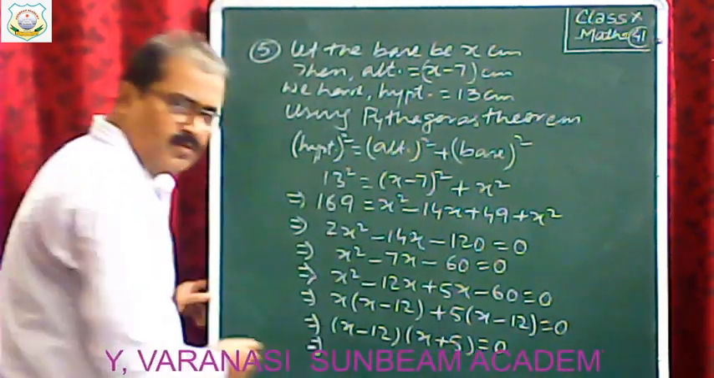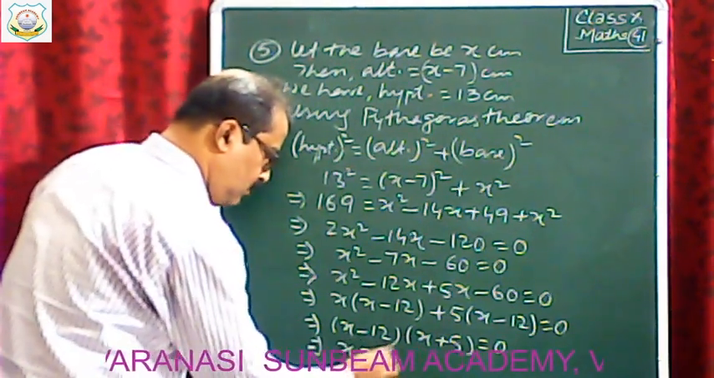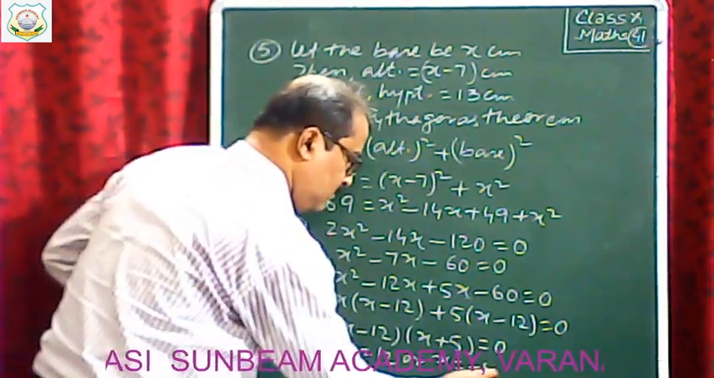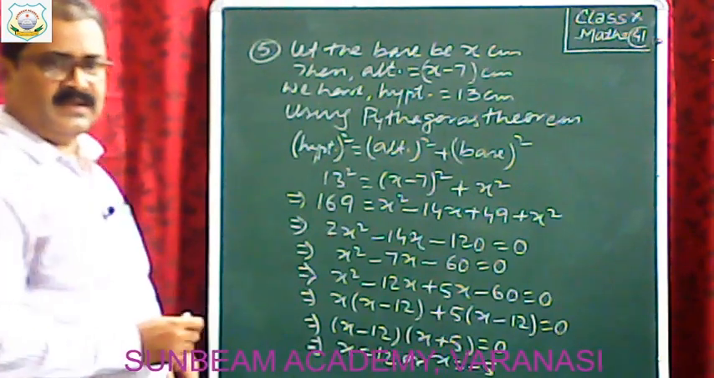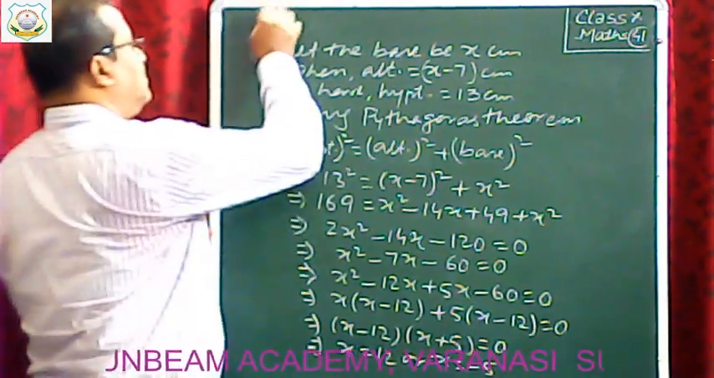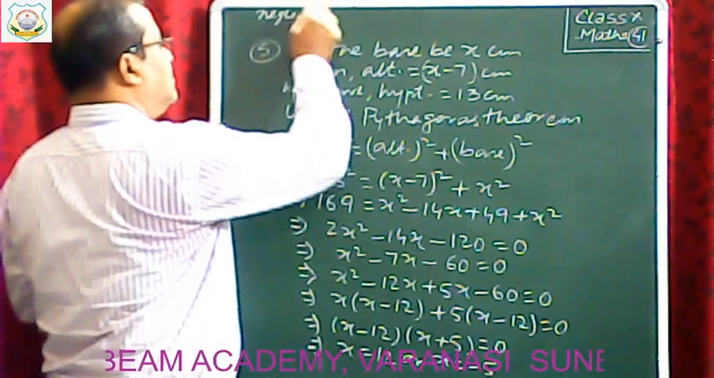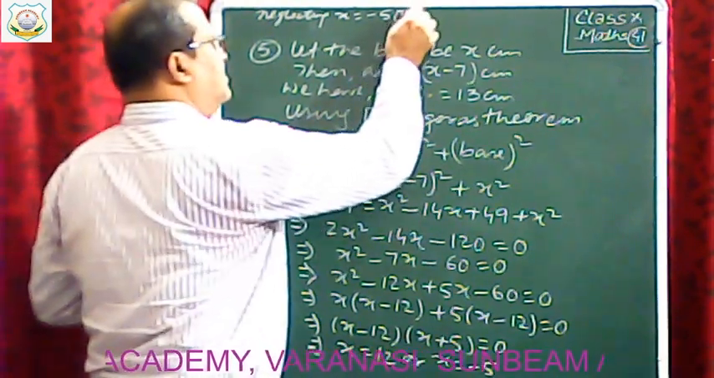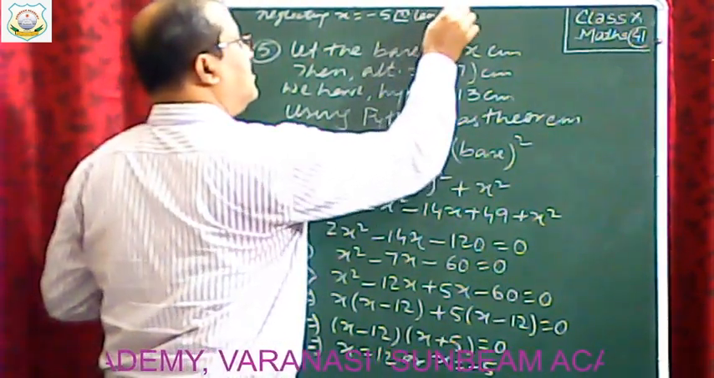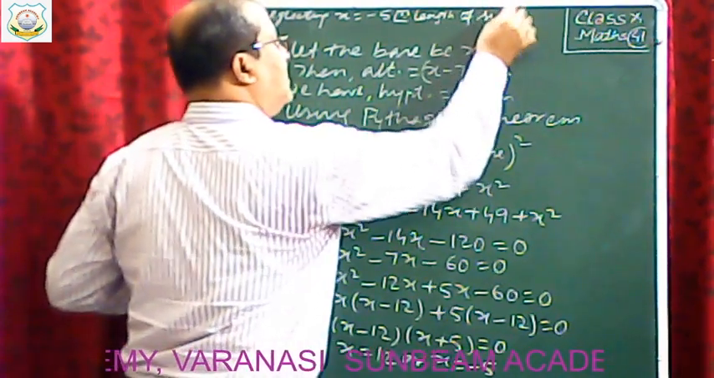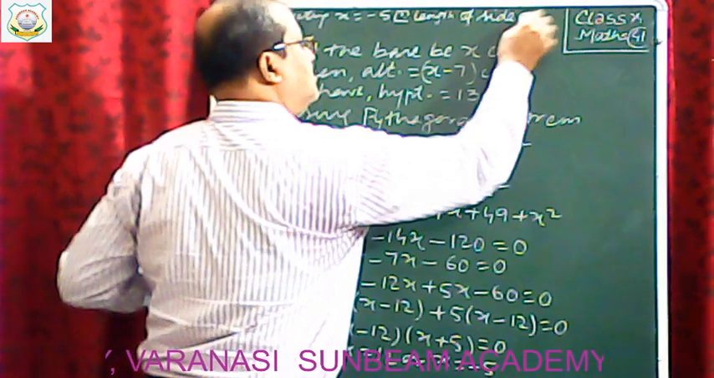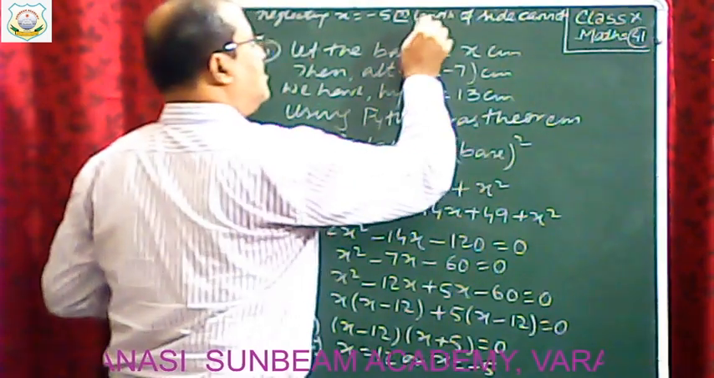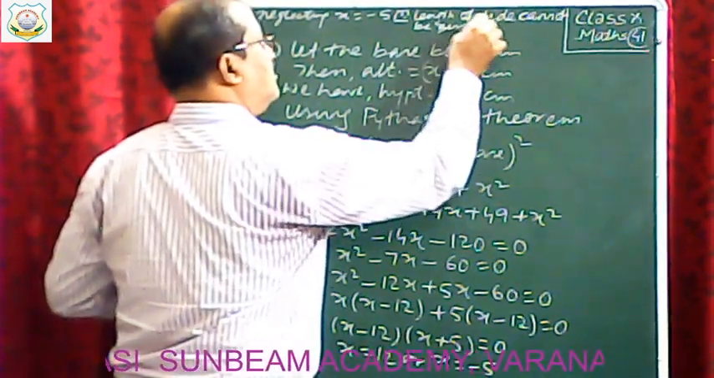So x minus 12 equal to 0, x equal to 12, or x plus 5 equal to 0, so x equal to minus 5. X is the length of a side, it cannot be negative. So you have to neglect x equal to minus 5. Within brackets you have to write, since length of side cannot be negative. That you have to write.